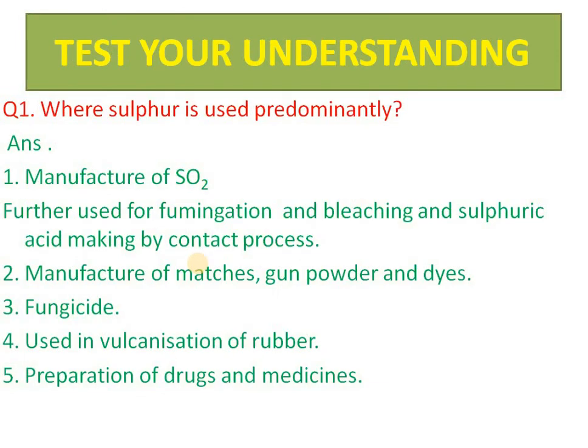So let us test your understanding: where is sulfur predominantly used? The answer is manufacturing of sulfur dioxide, which is used for fumigation and bleaching, and sulfuric acid making by the contact process. Second is manufacturing of matchsticks, gunpowder, dyes. Fungicide, used in vulcanization of rubber, preparation of drugs and medicine.